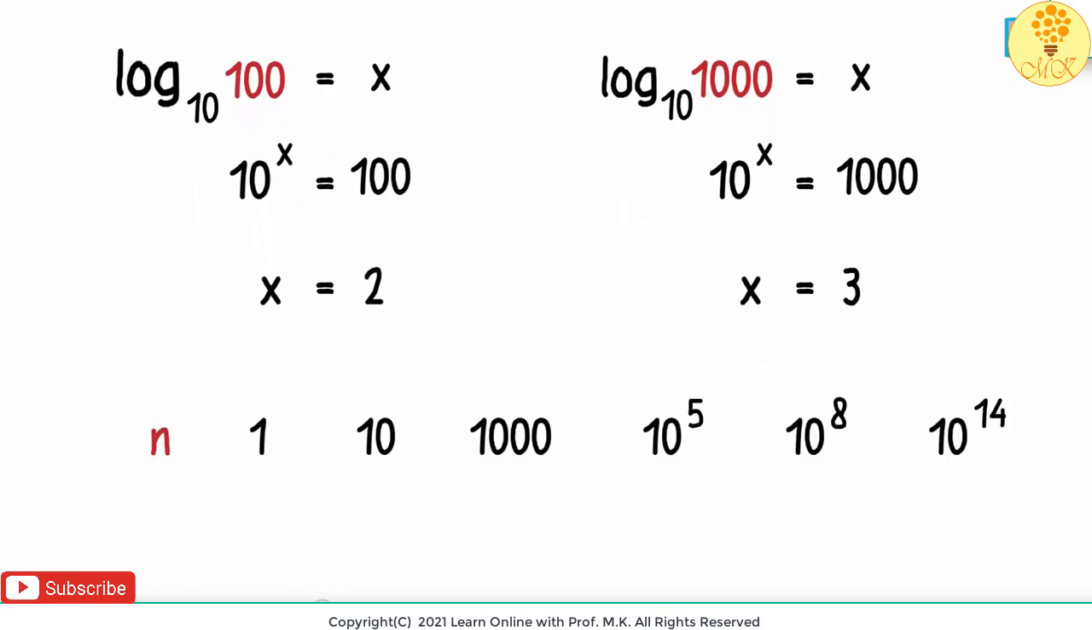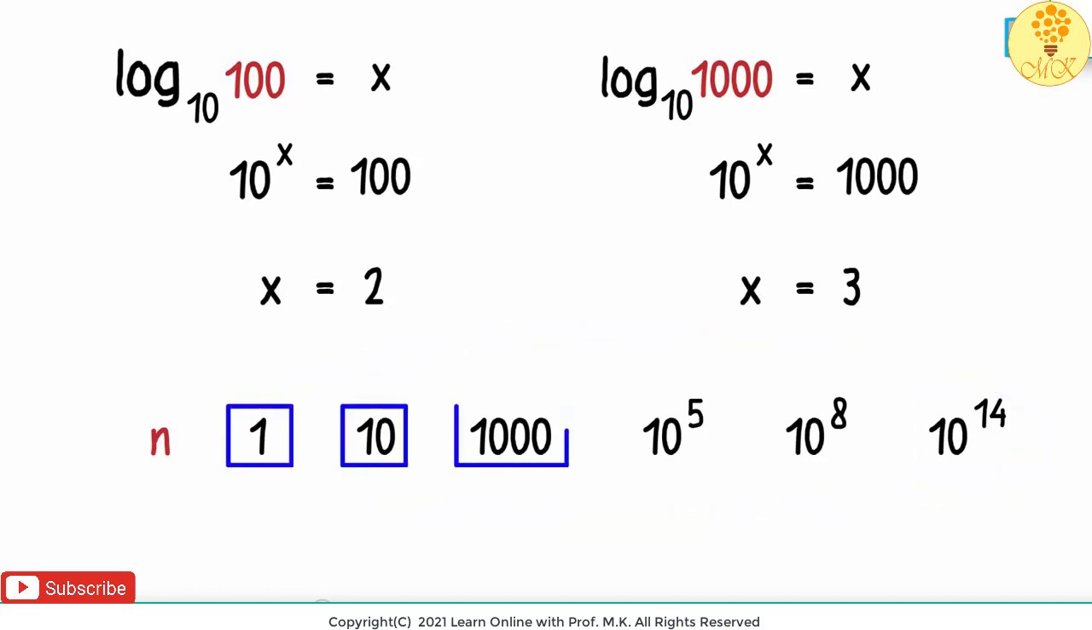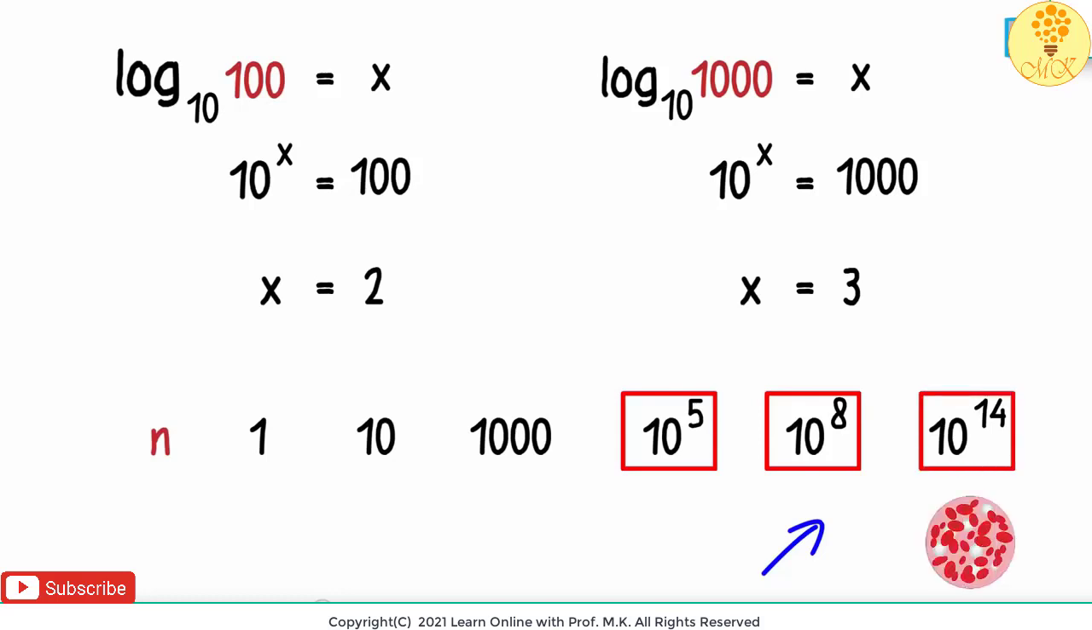Look at these numbers. They range from being tiny to huge. And we do come across such numbers in real life. 1, 10 and 1000 are commonly used. This can be a person's salary. This is the approximate distance from the earth to the sun. And this is the approximate number of cells in the human body.